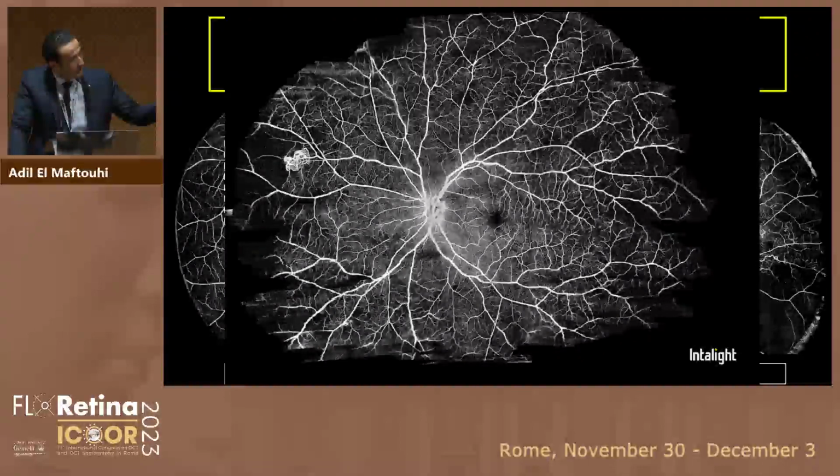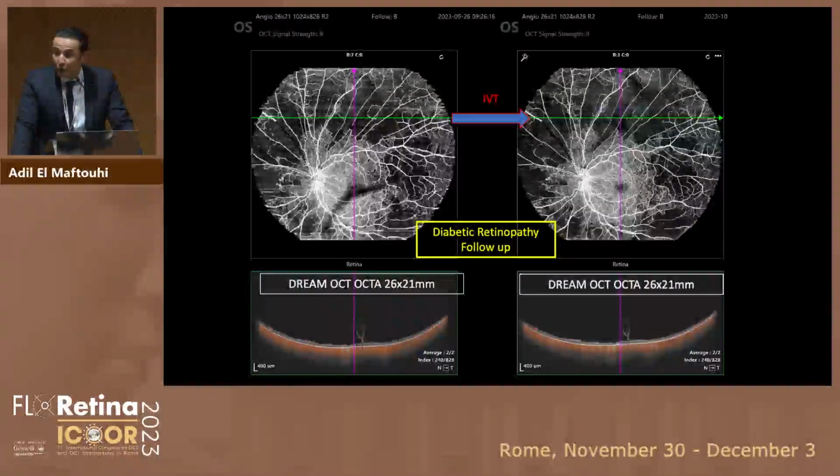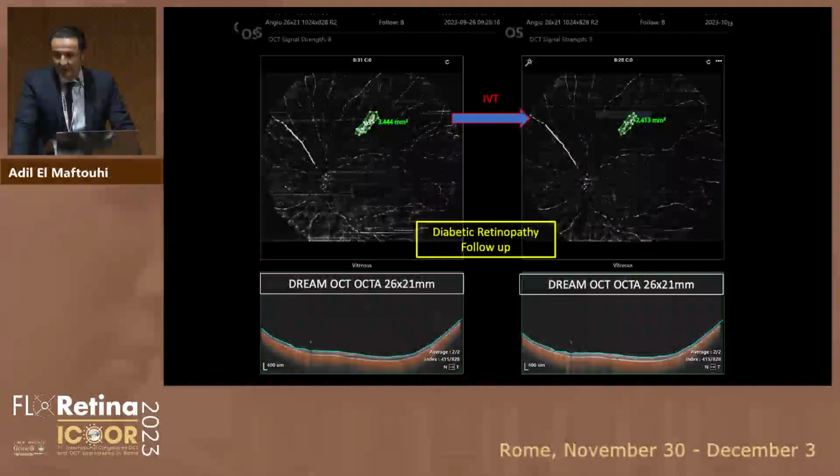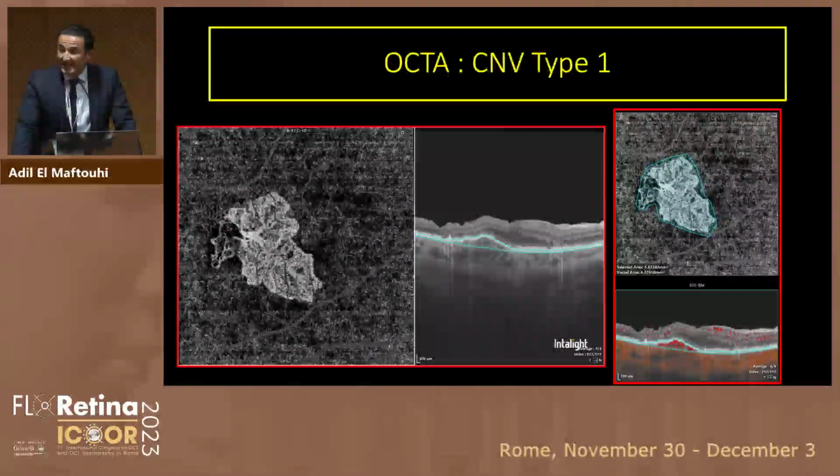And we can have a very wide view with montage, and here the presence of the new vessel. You have a good tracking between each visit due to the confocal SLO, and you can analyze the changes of the new vessel and the reduction of the vessel density after intravitreal injection. OCTA is very effective because you have a very nice segmentation of Bruch's membrane trained by deep learning.